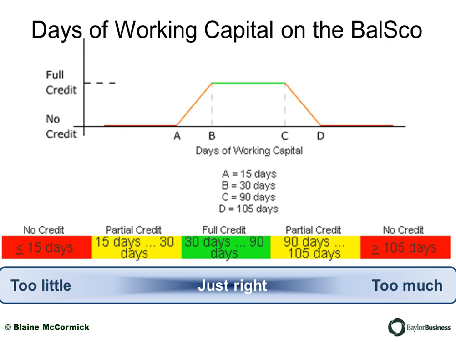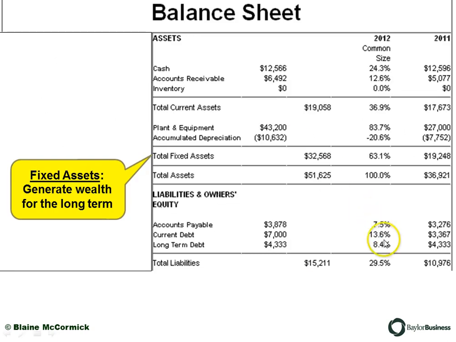And you can see, just like on some other things, you can have too much days of working capital. Over 105 days would be too much. Likewise, you can have too little working capital. Less than 15 days would be too little. And what we want is to be just right here between 30 and 90 days of working capital. That's 1 to 3 months of working capital, and that's reasonable there. So that's the target. Let's try to understand what working capital does for us here.